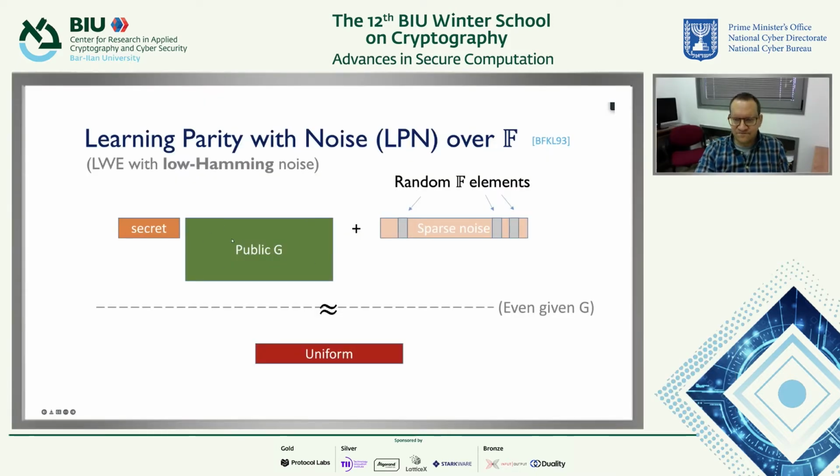You also have a secret. You have a public encoding matrix G, and you add a sparse noise vector, which is secret. And the assumption says that if you can only see the public linear code G, and the output of this secret times matrix plus noise, then you cannot distinguish the output from a uniformly random vector of field elements. Okay, so that's the assumption.